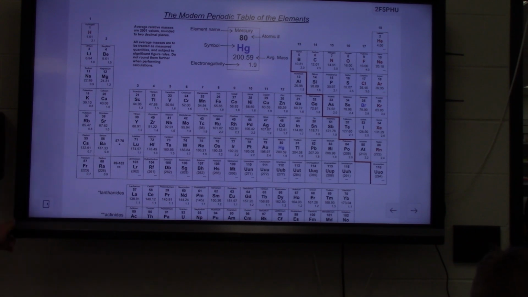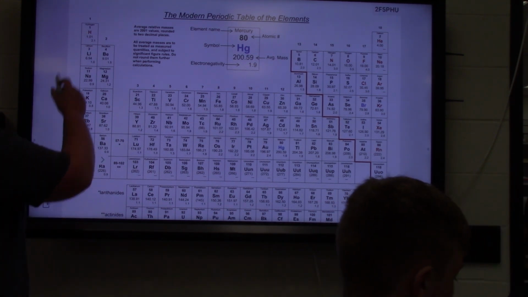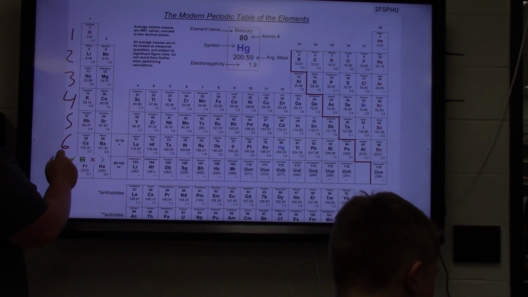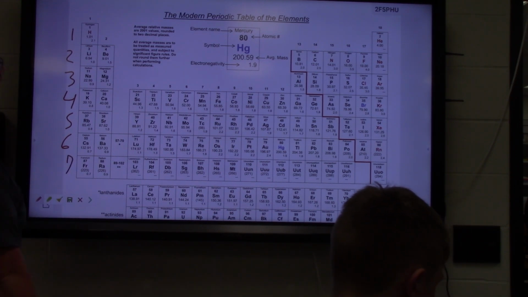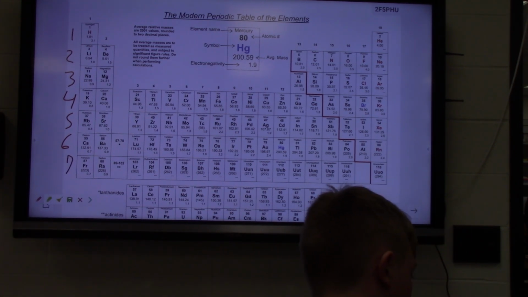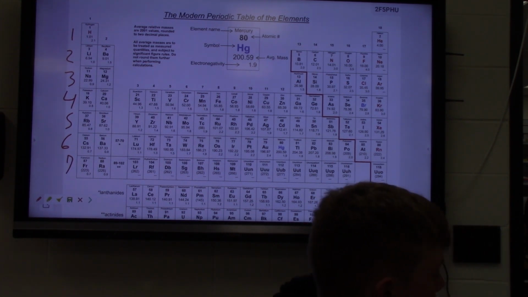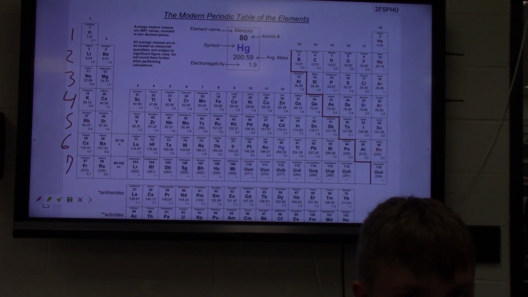All right, so first thing is make sure you have the rows on the periodic table labeled. So 1, 2, 3, 4, 5, 6, 7. From here, I'm going to break these down each. Are we labeling these down here, 6 and 7? You can.